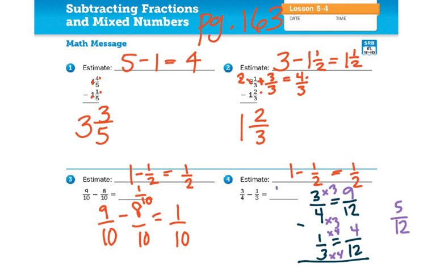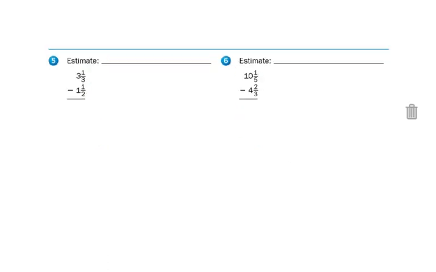5/12. The answer 5/12 is very close to 1/2. 6/12 would be the same as a half. Let's continue down the page. 3 1/3 is pretty close to 3 minus 1 1/2. Well, 3 minus 1 is 2, and 2 minus a half would be about 1 1/2.